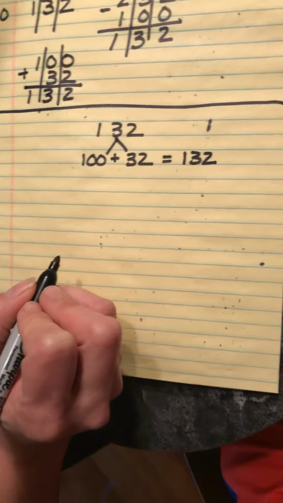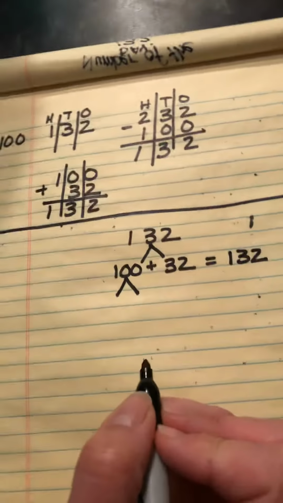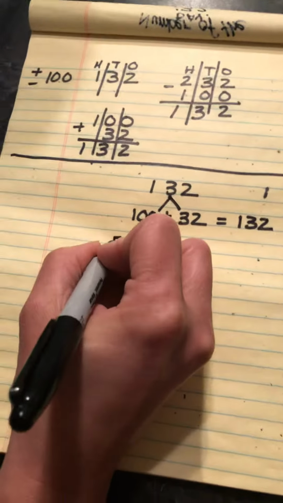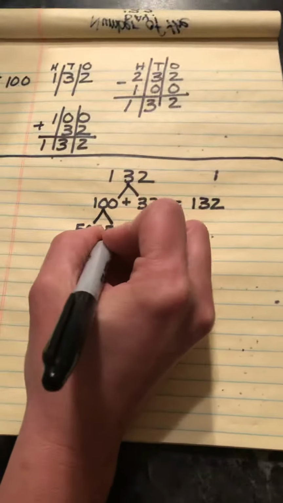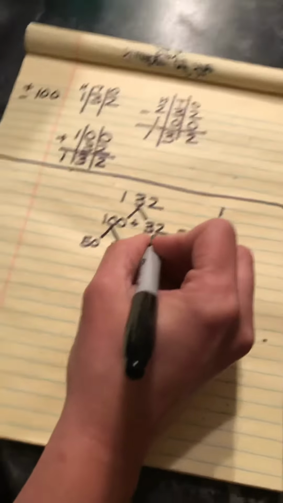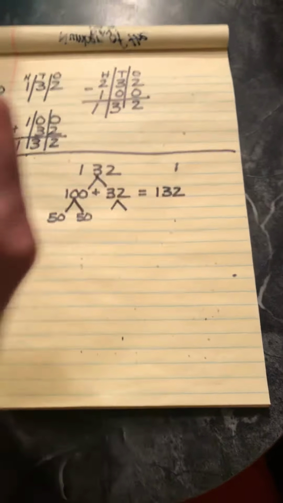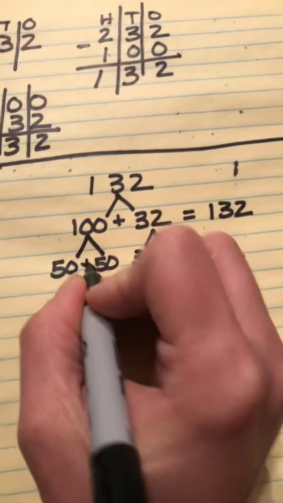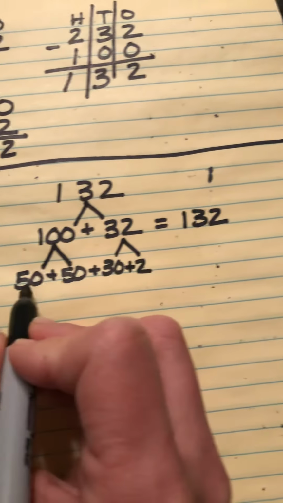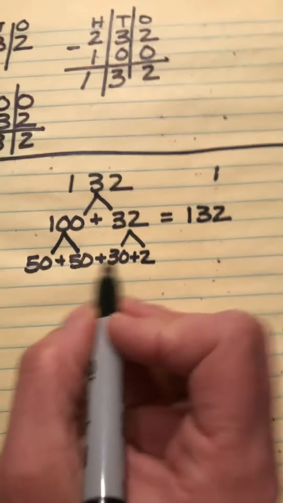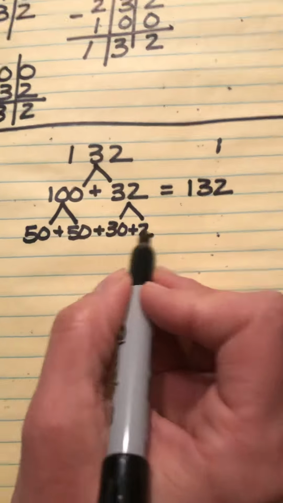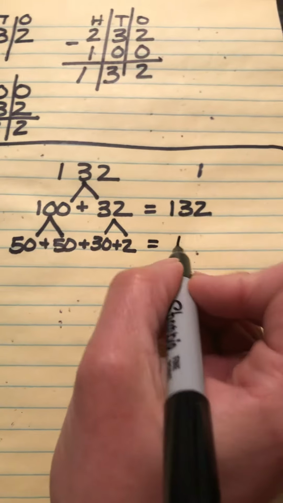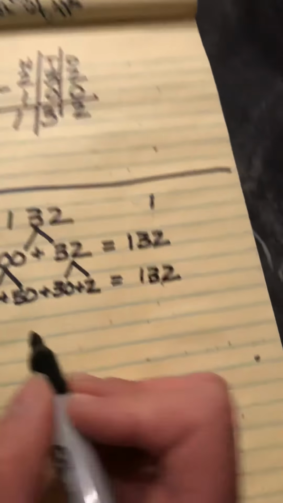But I want to break it down even further. One of the simplest ways we can break down 100 is by turning it into two 50s. 32. Could I break that down into a 30 and a 2? Because 30 and 2 makes 32. So I know that 50 plus 50 makes 100, plus 30 more makes 130, plus 2 more makes 132.